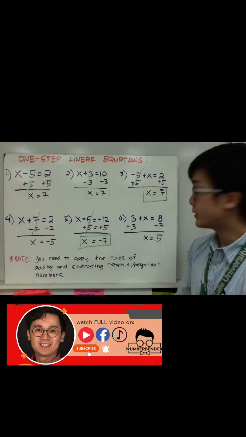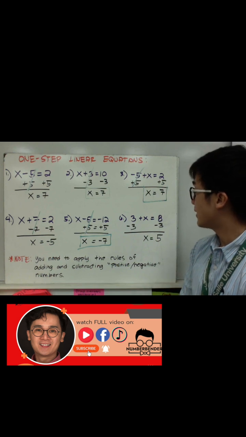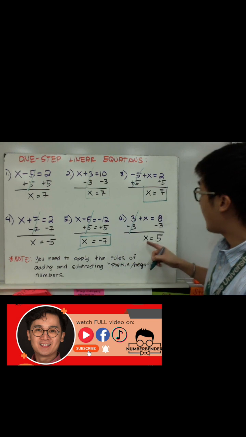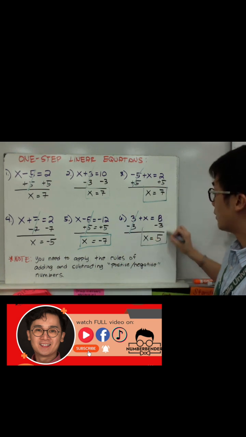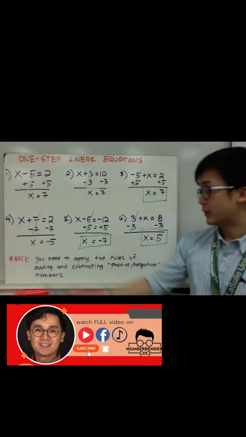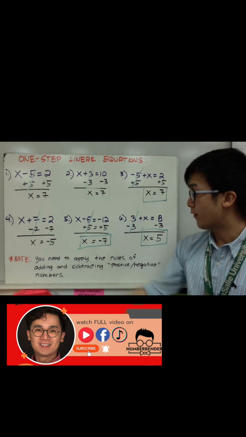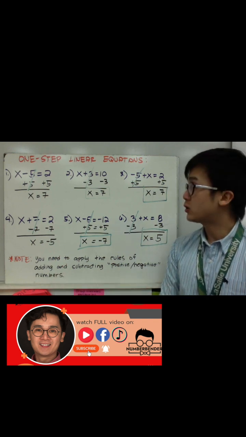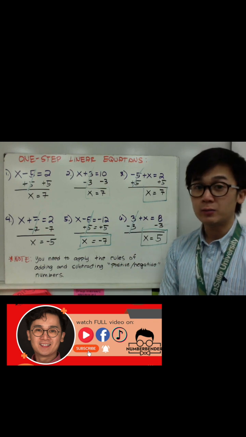For number 6, I have 3 plus x equal to 8. Subtracting 3 on both sides, I'll have x is equal to 5. Once again, you need to apply the rules of adding and subtracting positive or negative numbers to be able to find answers in one-step linear equations.